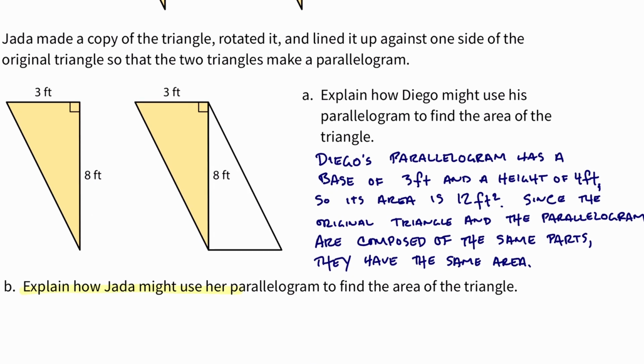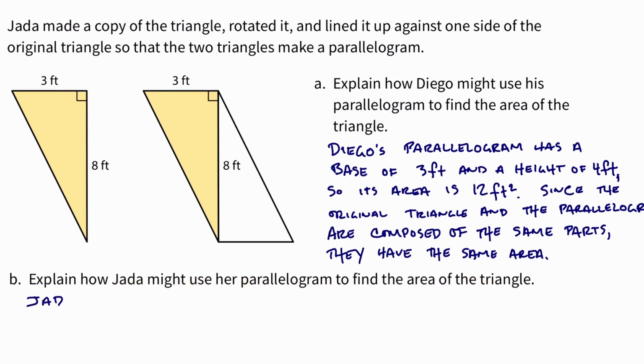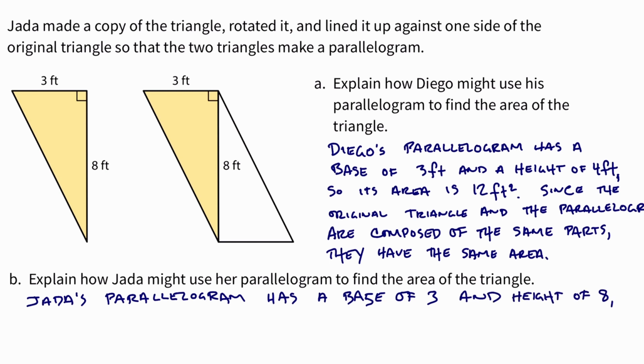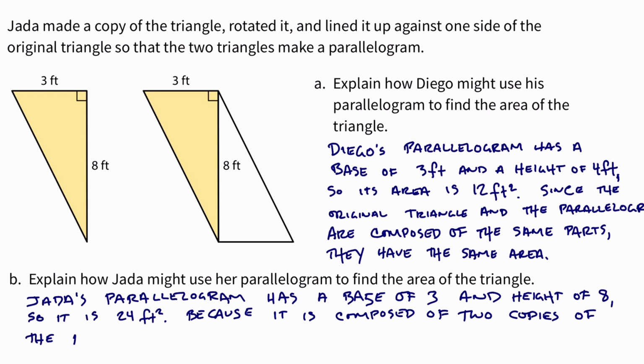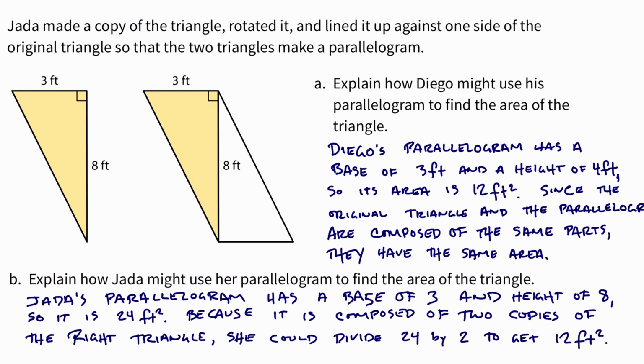Explain how Jada might use her parallelogram to find the area of the triangle. Well, Jada's parallelogram has a base of 3 and a height of 8. So its area is 24 square feet. Because it is composed of 2 copies of the right triangle, she could divide the area of 24 by 2 to get 12 square feet.